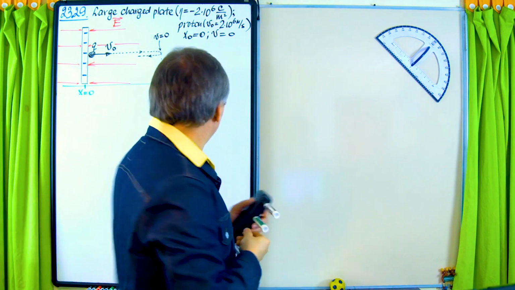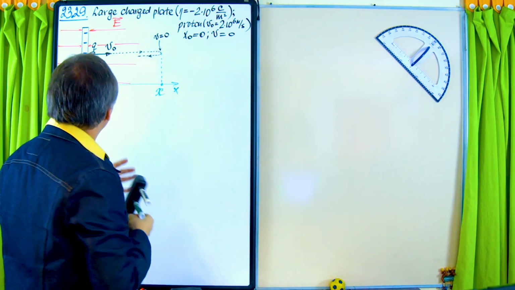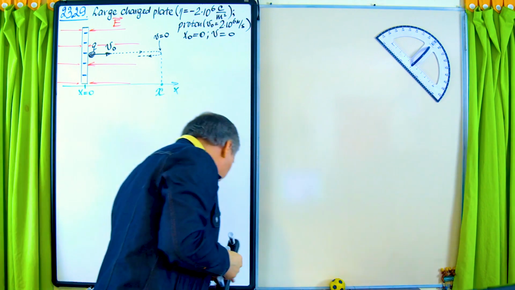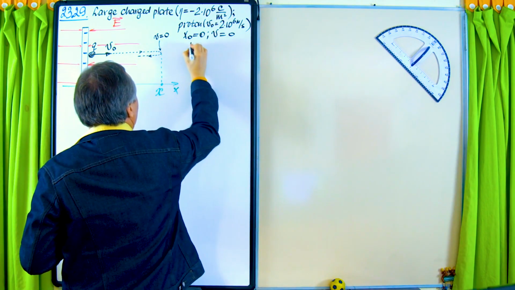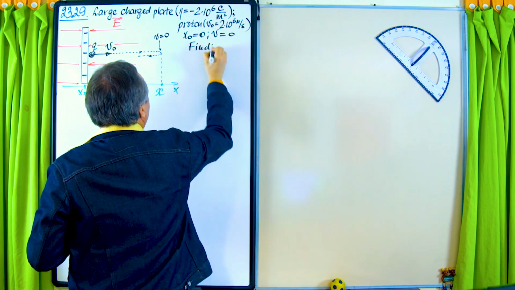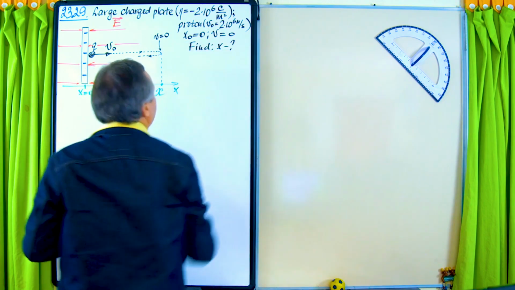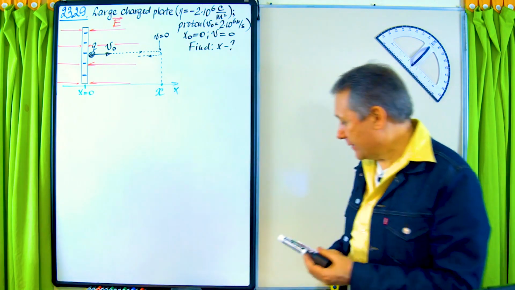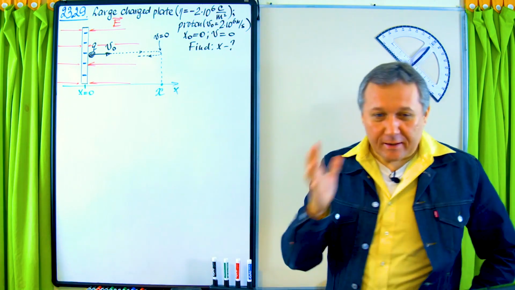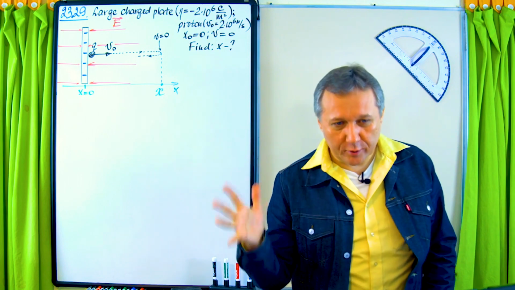Okay, now I think my picture is more or less complete, right? I don't think that I need anything else, except I need to write down what needs to be found. Find X, right, final. Okay, so now the whole picture is here. Now, let's discuss the structure of the solution.